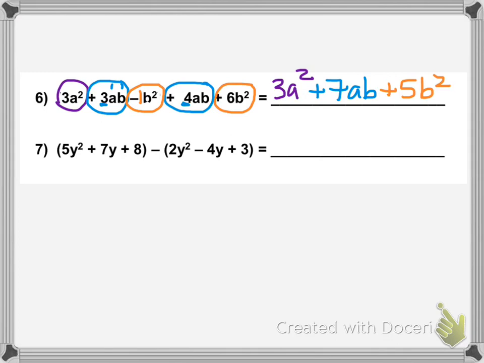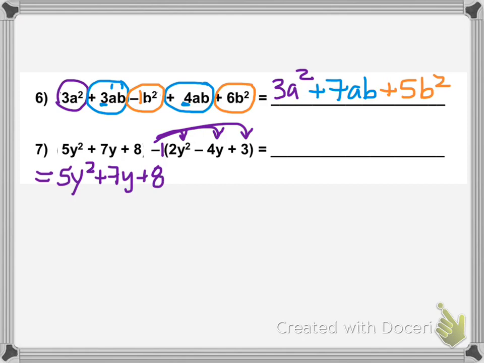All right, next example. Look at your parentheses, see if you need them. The first set of parentheses we do not need. The second set of parentheses, there is a negative in front. So that -1 we're going to have to distribute to the other terms inside the parentheses. So let's do that first and then we'll look at which terms are like. So we'll rewrite our first polynomial, 5y squared plus 7y plus 8.